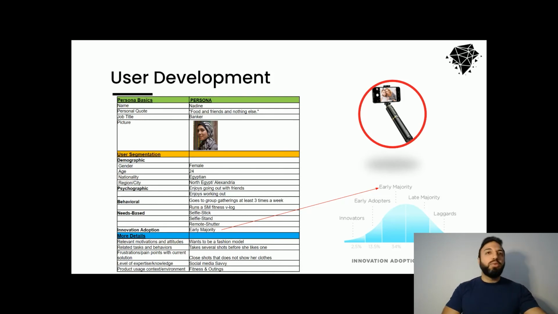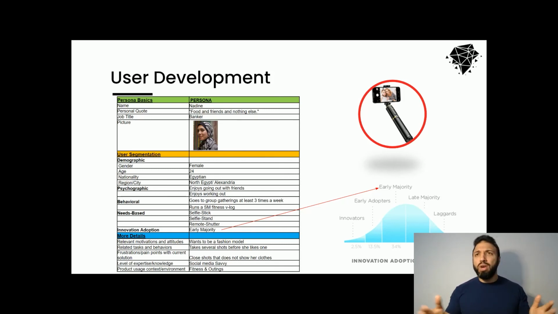And this is a very good, filled persona. We were developing at this point in time a selfie stick. We were designing a new selfie stick. Back in the day, this was cool and new. Now I know it's not. So the name, again, we call her Nadine. Personal code, food and friends are nothing else. I don't know, something like this. So this is a very outgoing person. Her job, she's a banker. She works in a bank. She's a social butterfly. She's a female, 24 years old. She's Egyptian. Since we're developing it in the Egyptian market, she's from North Egypt, in Alexandria to be specific. She enjoys going out with friends, working out, etc.